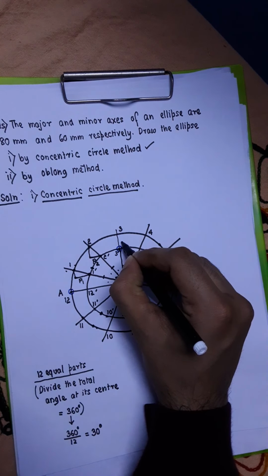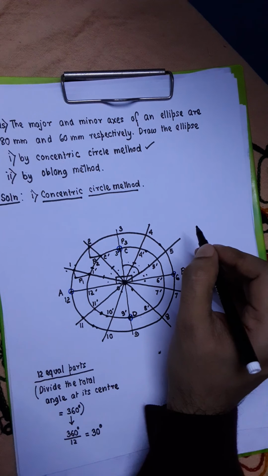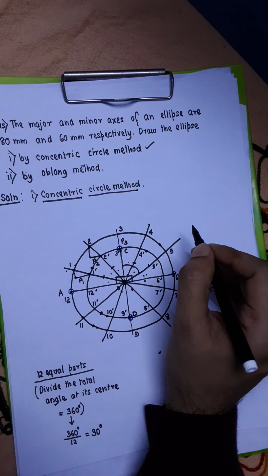Okay. Now which is our P3? The point C itself is our P3, because it is one of the ends of the minor axis. So it will lie on the ellipse. So point C itself is the point P3. Let us go for P4.